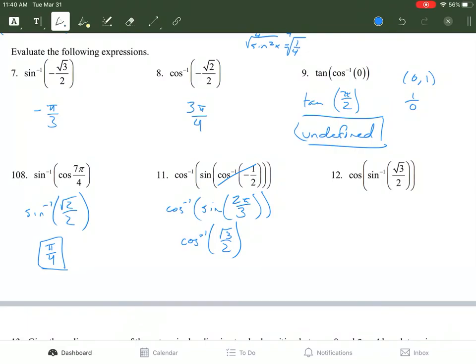Again, remember, you do these inside out, not outside in. So you start in the middle, at the very first part on the inside of the parentheses, and then you work your way out. All right, and then lastly, what is on the top half of the unit circle? What radian is the x value going to be at root 3 over 2? And that is pi over 6.